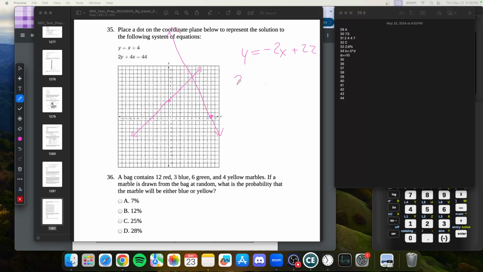Okay, so let's do the substitution. Okay, actually, I have this. So it's going to be x plus 4 equals negative 2x plus 22. 3x equals 18. X equals 6. If x equals 6, y equals 10. Oh, wow, my graph was actually perfect. It's right here. Nice. Lucky. Super lucky.